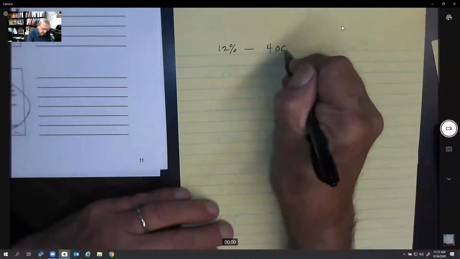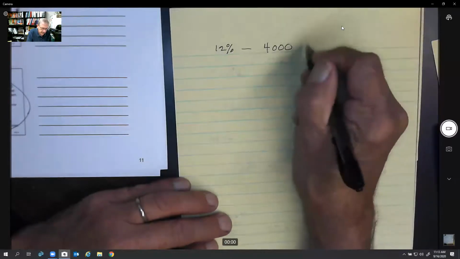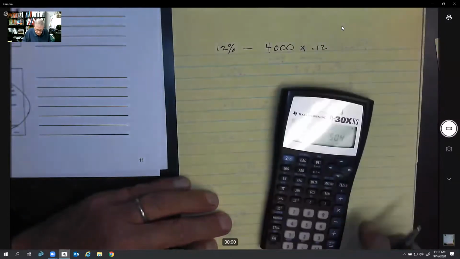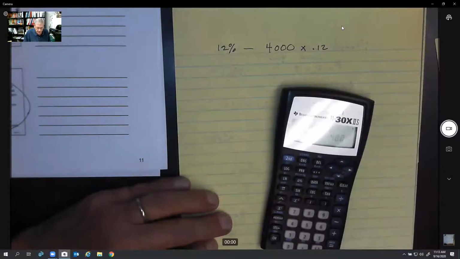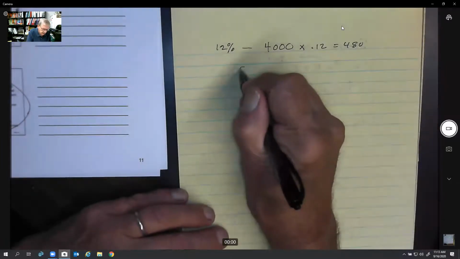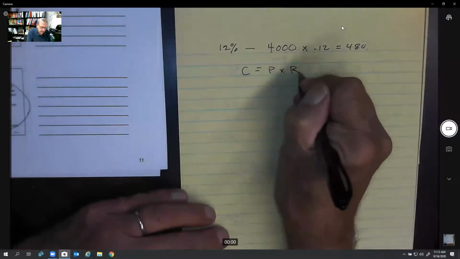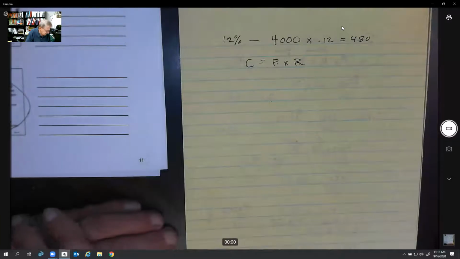They sell the car for $4,000. He gets 12%. So again, change 12% to a decimal. So we multiply 4,000 times 0.12, he's going to get $480. We can write this formula: commission equals the principal times the rate. How much is sold times the rate, and that'll tell you how much commission he's going to get. And that's the fastest way of doing it.